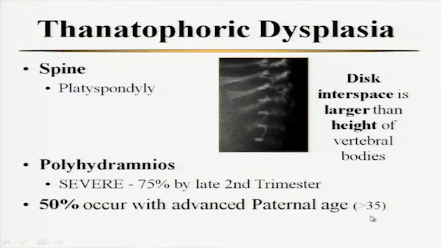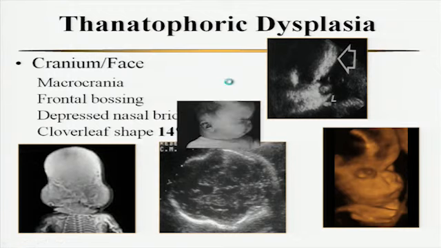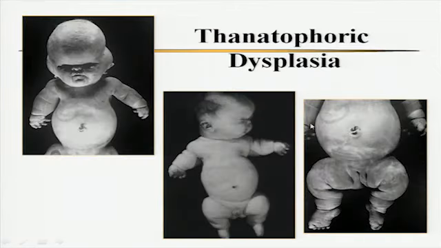50% of these occur, see, it's not always just mom. So 50% of these occur with advanced paternal age. So some of our craniofacial findings were the macrocrania, the frontal bossing, the depressed nasal bridge right here, and then the cloverleaf-shaped skull, and that'll be the type 2 that has the cloverleaf-shaped skull. And this is what those babies look like.